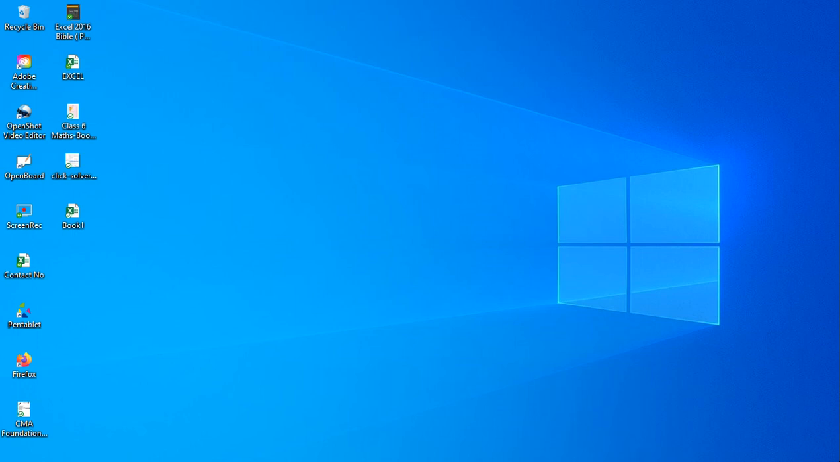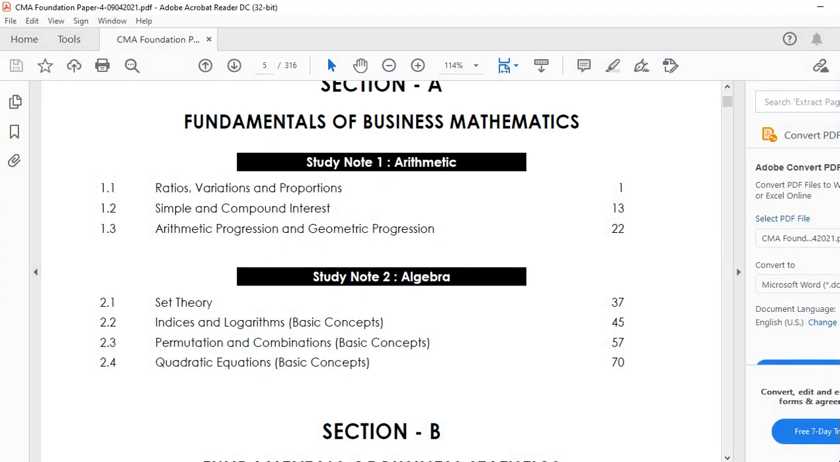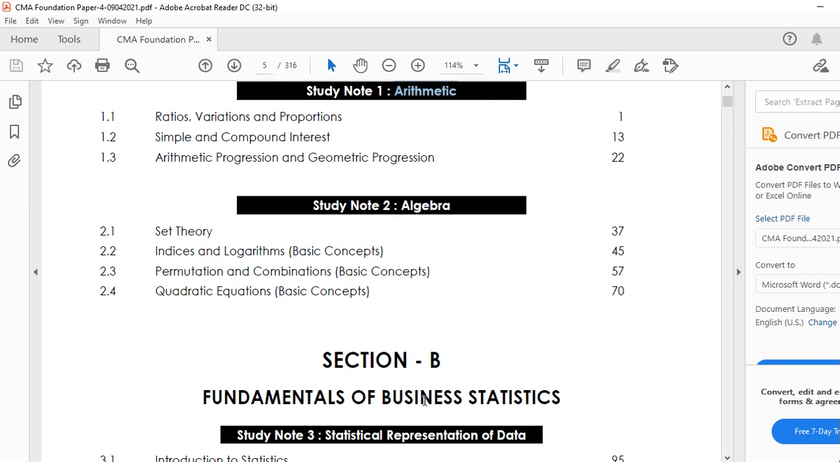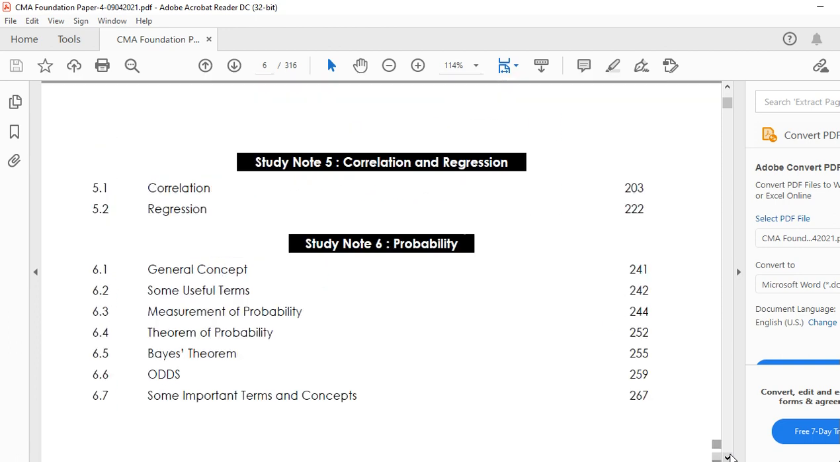That is CMA Foundation. Yes, so let us first have a look at the syllabus quickly. So arithmetic is 40% as we discussed in our last video lecture, and statistics is 60%, 60 marks. Okay, so we are going to start with sums on the chapter Ratio, Variation and Proportion. So it will be a single sum every video lecture. Okay, so let us start.